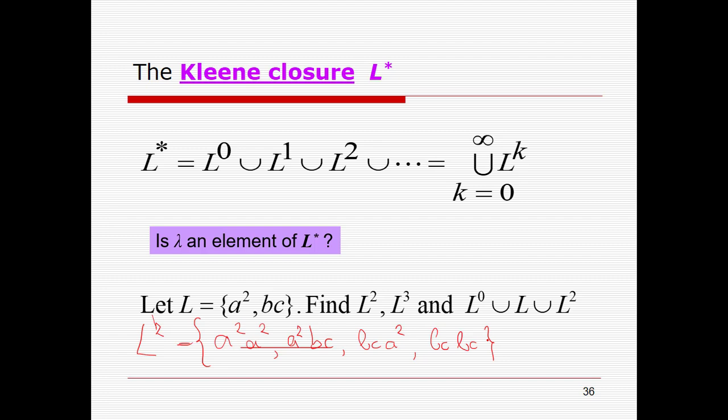And then again, if we would look at L3, that means we would have L2 and then just add for all possible elements one of the elements from L again. So that would be A2, A2, A2, A2, A2, BC, etc. So for all these four elements of L to the power of 2, we would make two more combinations with either A square or BC.